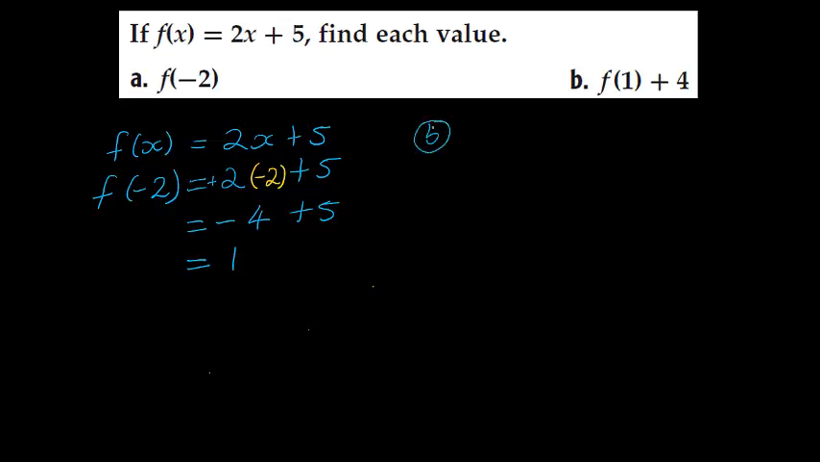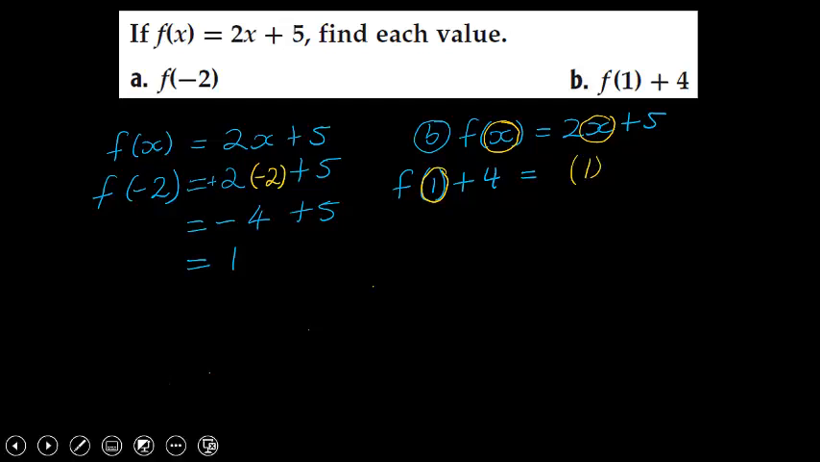In question B, we've got the same equation, f of x equals 2x plus 5, but now we've got the function of 1 plus 4. What this means is wherever I see the x value, it's going to become whatever's in the bracket. So that is where my x value is. So let's go ahead and substitute that. It's going to be 2 times 1 plus 5. However, my question has an additional plus 4, which I'm going to add at the end.